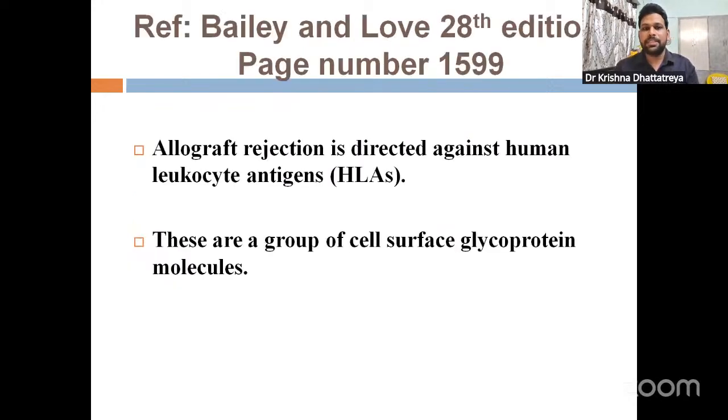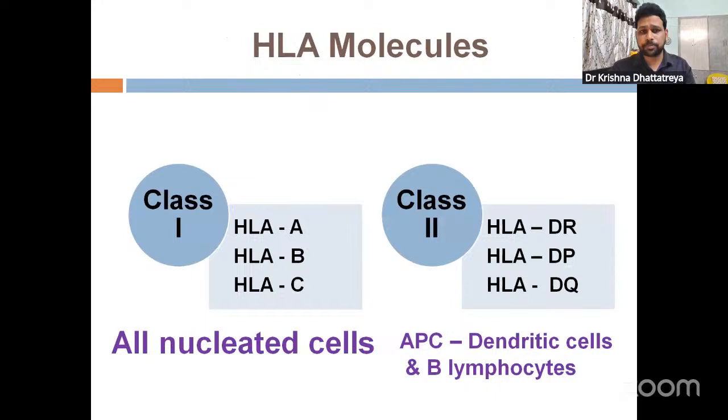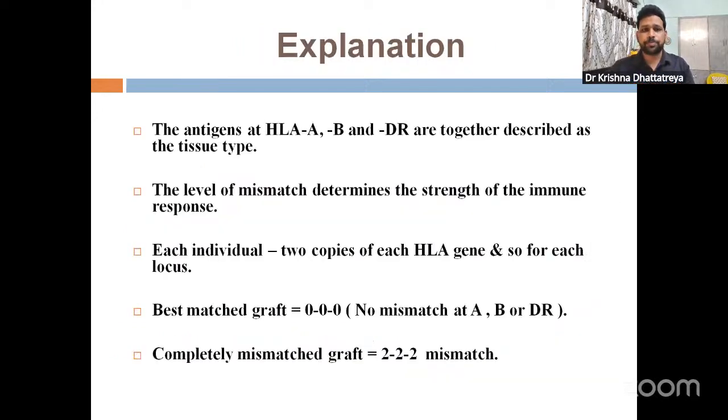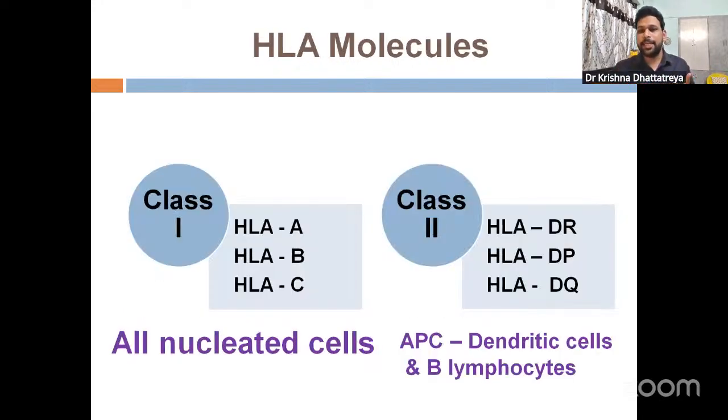So what will happen? Allograft rejection is directed against these HLA antigens. These are a group of cell surface glycoprotein molecules. HLA molecules are categorized into two classes, class 1 and class 2. Class 1 means HLA A, B, and C, whereas class 2 means HLA DR, DP, and DQ. Class 1 molecules are located on all nucleated cells, whereas class 2 HLA molecules are located on antigen presenting cells, that is dendritic cells and B lymphocytes only. So these are HLA A, B of class 1 and HLA DR of class 2.